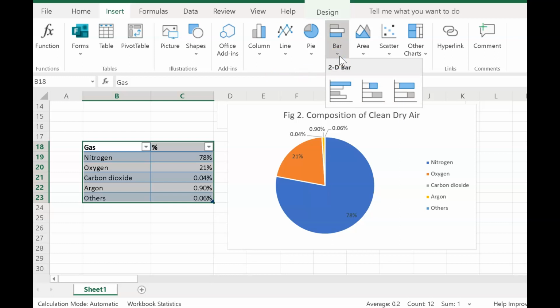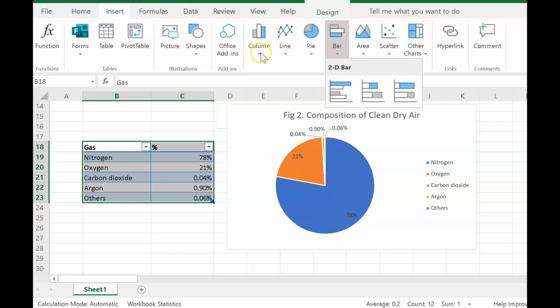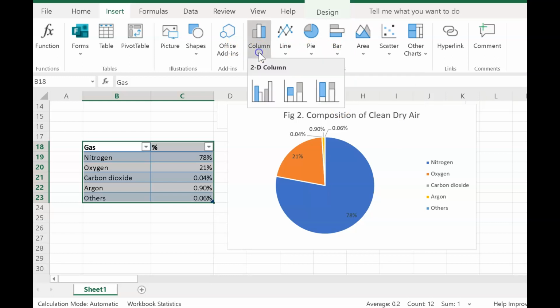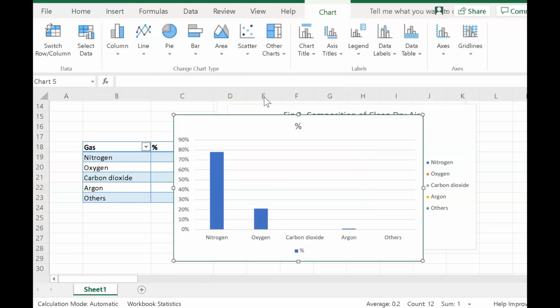All right, and these are the options. So I probably want this type of a bar graph, or either this way, or maybe I want it to be in the form of a column like this, right? So let's see what is going to happen here. Yeah, this is one option.